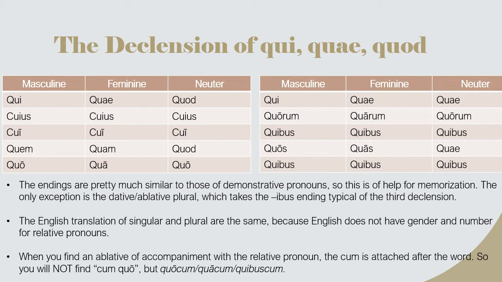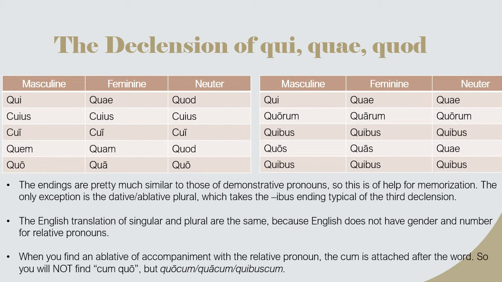So, the endings are not very difficult to memorize because they are pretty much similar to those of demonstrative pronouns, and this is pretty much of help. The only exception is the dative and ablative plural, which takes the ibus ending, which is typical of the third declension. Another thing is that the English translation of singular and plural are the same, because English does not have gender and number for relative pronouns.